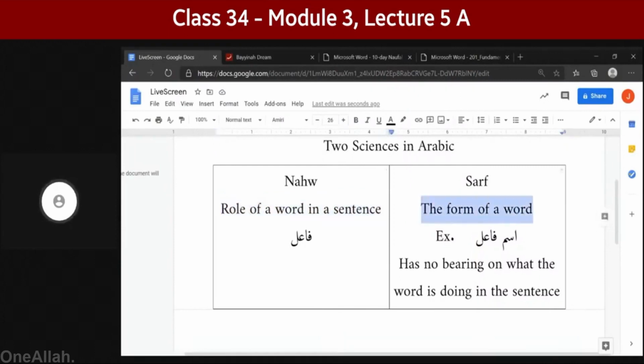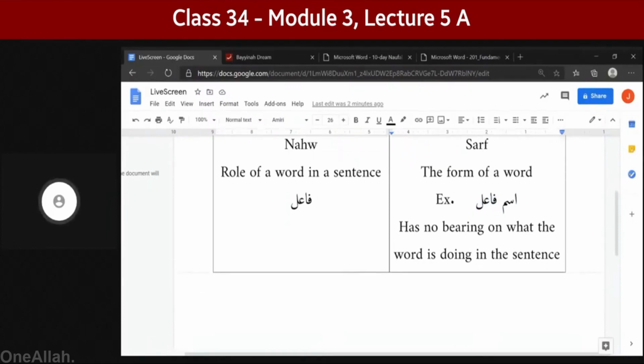Sarf is the form of the word itself. So fa'il is a role. Okay? Fa'il is a role. While ism fa'il is a form, like present tense, past tense, masdar, ism fa'il, ism maf'ul, fi'il amr, fi'il nahi, these are all forms. They have no bearing on what's happening in the sentence.